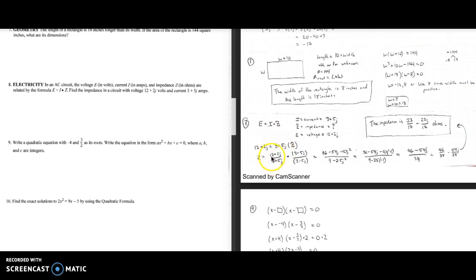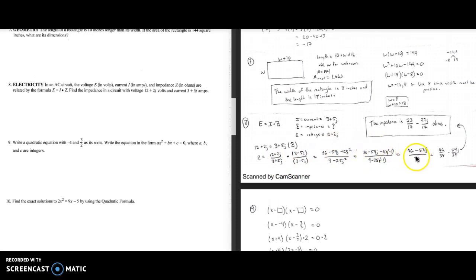When I do that, I get 12 plus 2J over 3 plus 5J. In order to simplify a complex number, you have to multiply by the conjugate of the denominator. The conjugate of 3 plus 5J is 3 minus 5J. You do that on the top and bottom. And then you FOIL the top, 12 plus 2J times 3 minus 5J. And you FOIL the bottom, 3 plus 5J times 3 minus 5J. You're going to simplify everything.